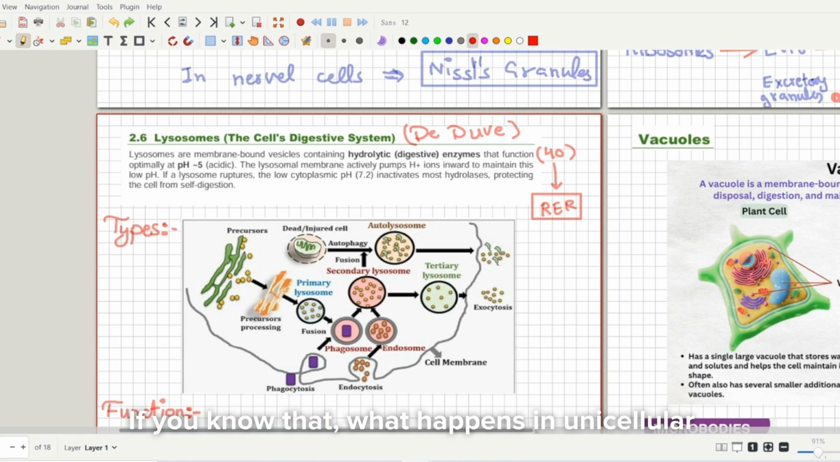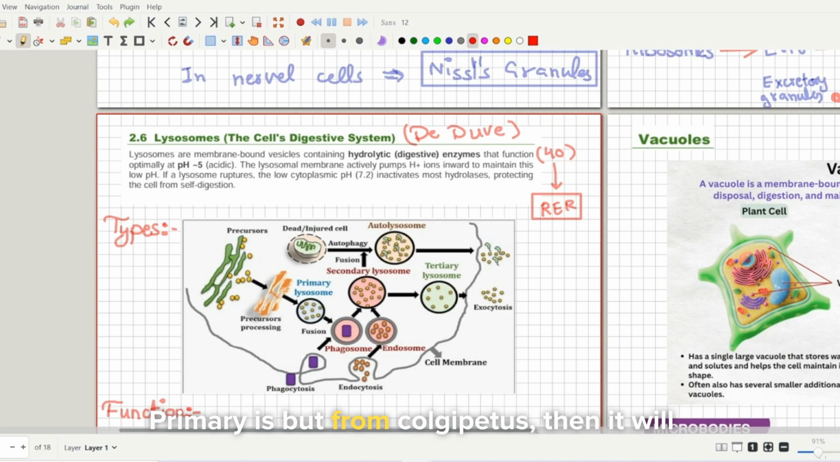What happens in unicellular and multicellular organisms is different. In unicellular organisms, they are removed outside the cell by exocytosis. I am talking about tertiary lysosomes. And in multicellular organisms, they are retained in the body and form granules, and they stay in the body for a long term, and they are eventually detoxified. So this was the primary, secondary and tertiary.